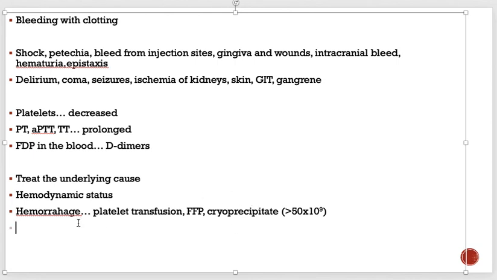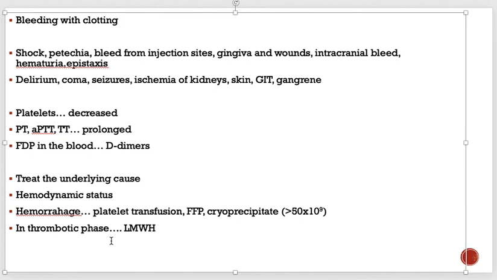And if the patient is in the thrombotic phase, of course, put the patient on low molecular weight heparin. I hope you understand this condition.